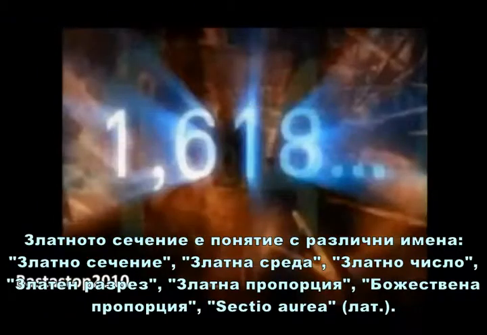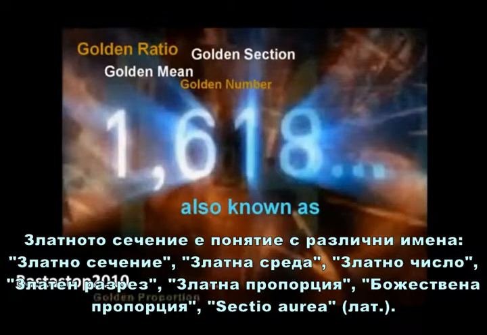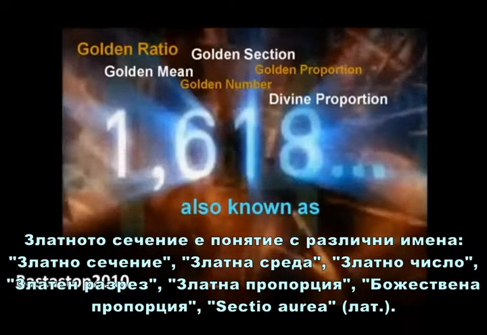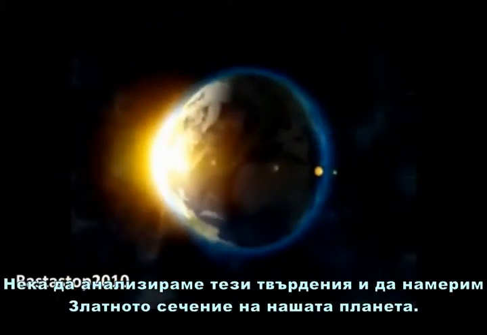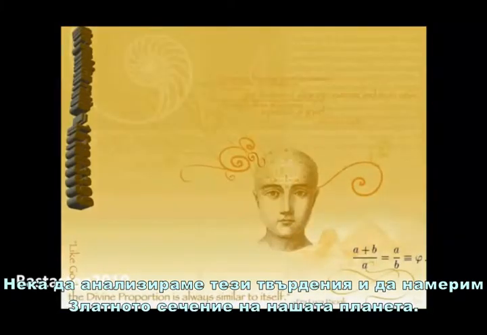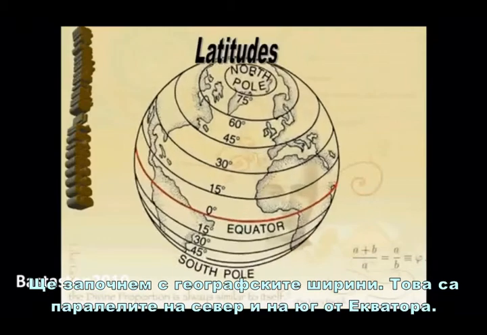The golden ratio is also known by different names. Let us analyze the statement and find the golden ratio on our planet. We start with the latitudes. These are the parallel lines north and south of the equator.